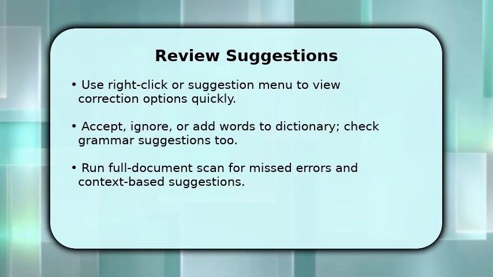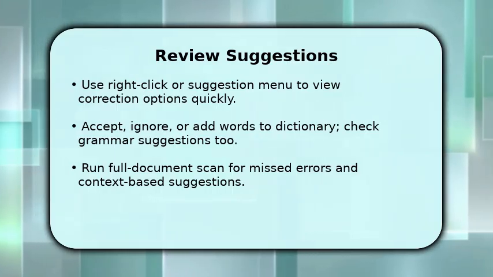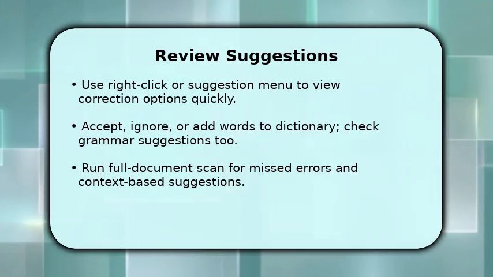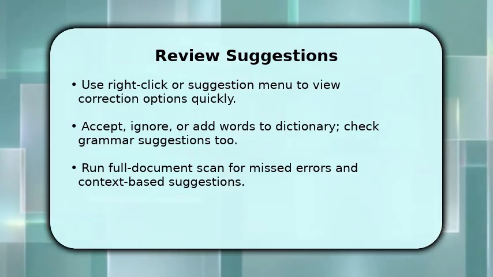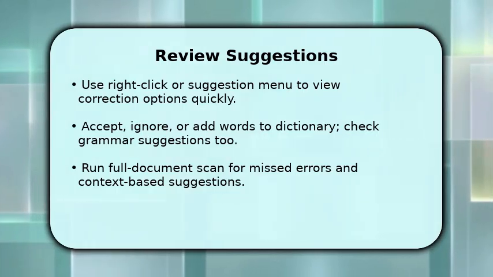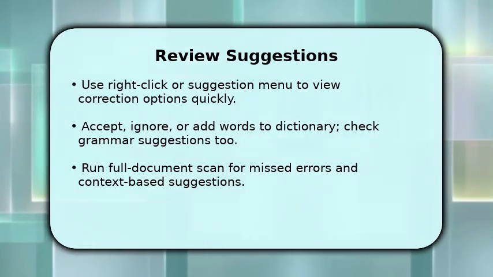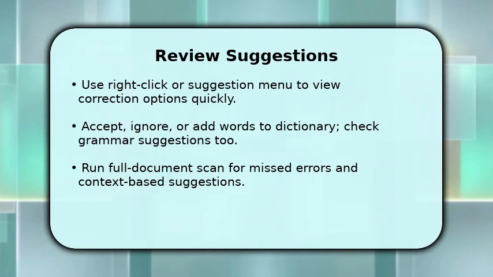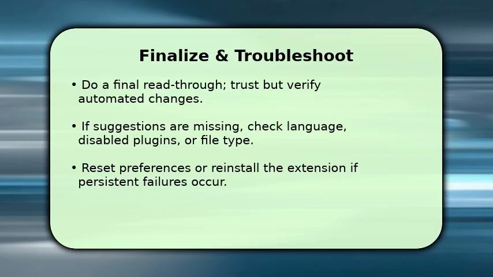Once you accept changes, scan adjacent sentences because context-based tools may adjust punctuation or capitalization too. If your document is long, run a full scan so the checker reevaluates style and repeated errors across the entire file, improving consistency. You finish by doing a final manual read-through to catch meaning issues the checker missed. Automated fixes help, but do not replace judgment.